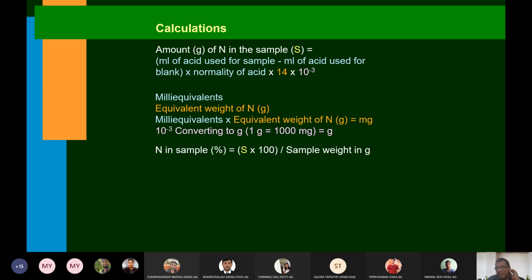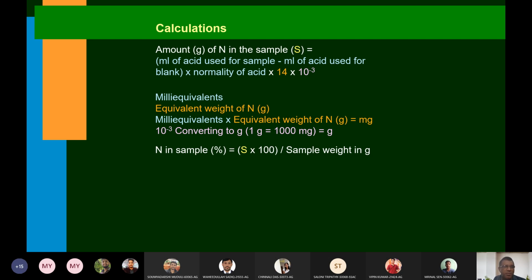Now see, the most important part is calculations. So I have used some colors to make things more clear to you. So now you know what was the weight of the sample of the plant. You know it. And now you want to know what is the weight of the nitrogen in this plant sample. Because weight of the sample is in gram. So I should know what is the weight of nitrogen in this sample. So to calculate weight of nitrogen in this plant sample in gram, what can be done?